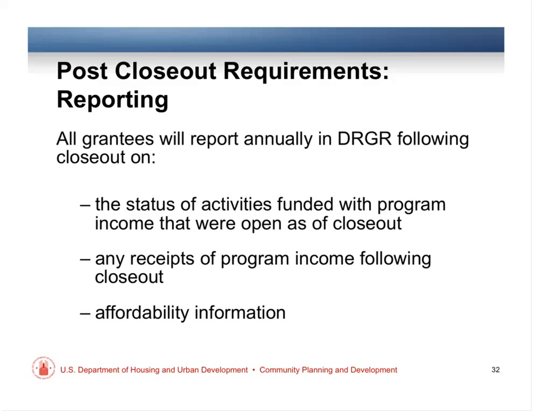However, if you have some activities that are funded solely with program income, those activities do not need to be complete prior to closeout. Now, eventually you will have to meet the national objective for those activities that were funded solely with program income but still open at closeout. And so that's the reason that you'll need to continue reporting on those following closeout in your annual reports. The second kind of reporting relates to receipts of program income that you've earned following closeout. And then grantees will also need to report on affordability information. And we'll talk a little bit about that in a few slides.